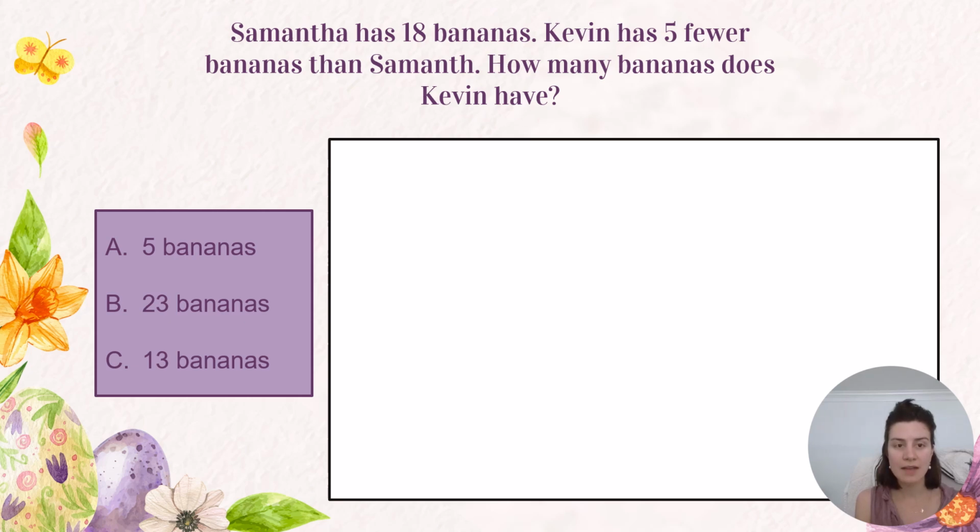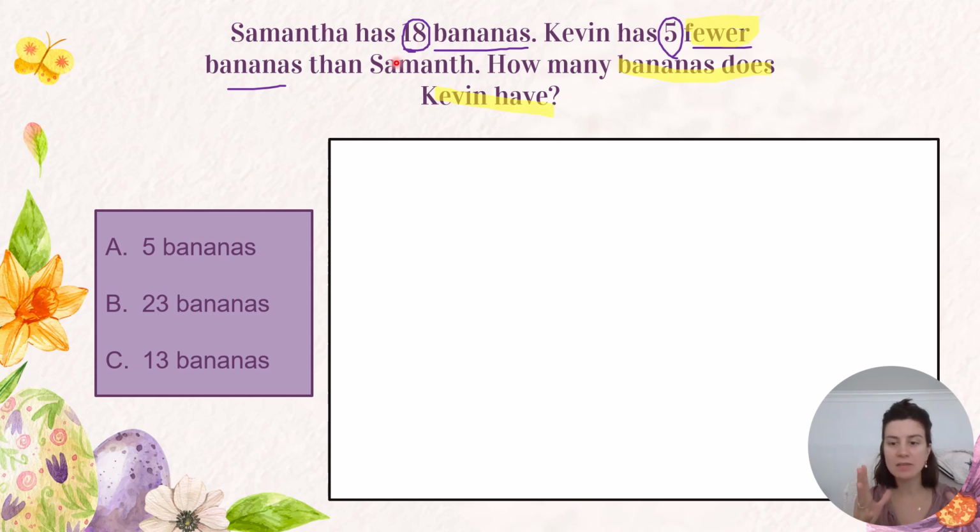Okay, so I am going to circle, underline what's important, what I have been given, okay? So I know that Samantha has 18 bananas. I know that Kevin has 5 fewer bananas than Samantha. And my question is, how many bananas does Kevin have? Okay, keyword here, fewer. So let's read the problem again.